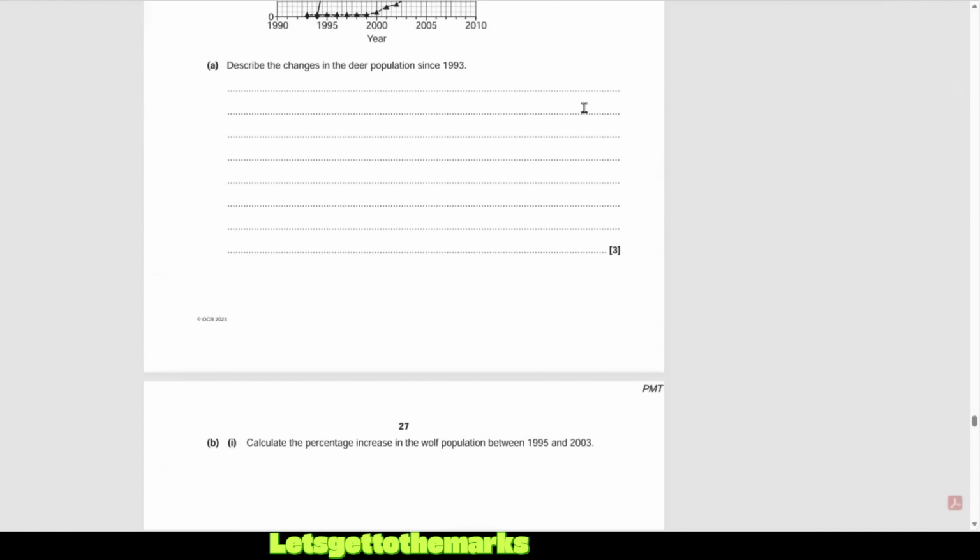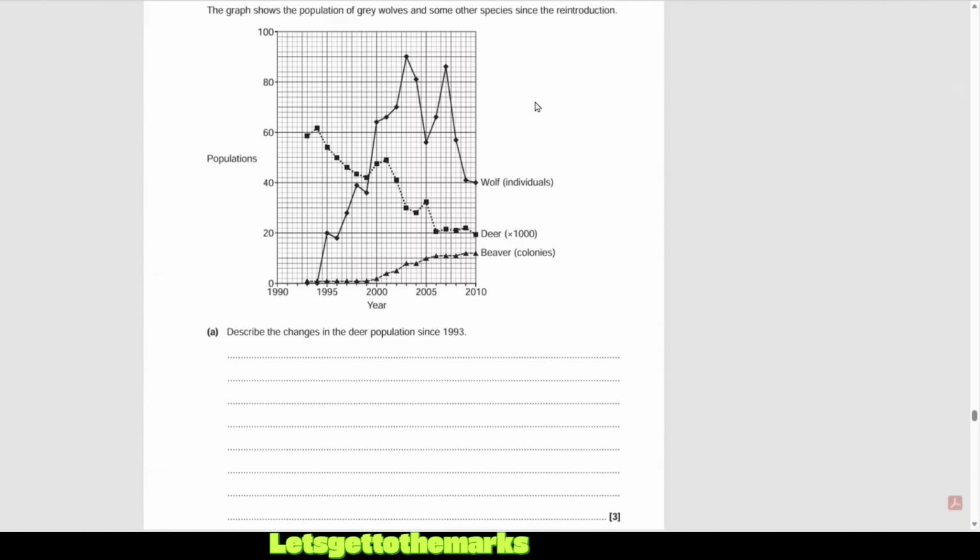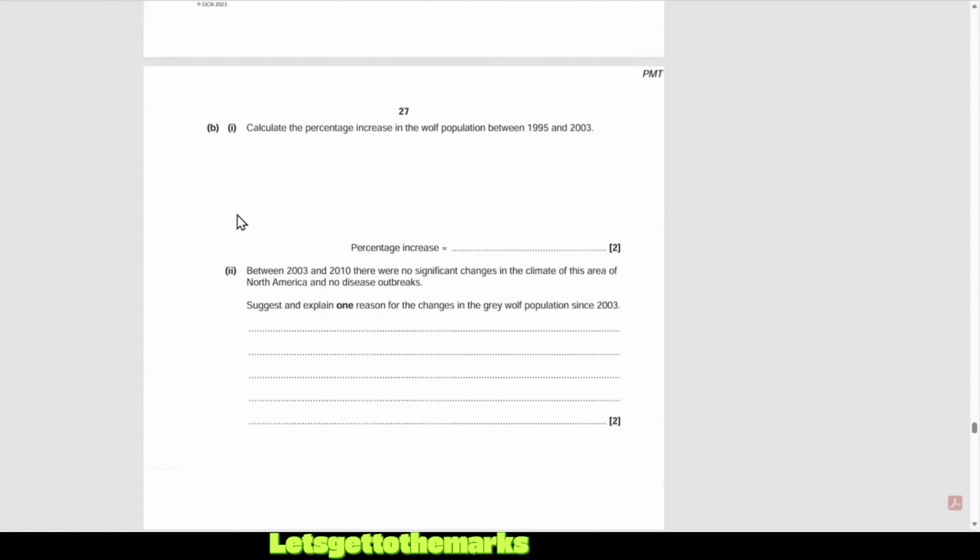So let's check it out. What happened after 2003? We've got a decrease, right? There's a general decrease. Look, this is my wolf population. And after 2003, yes, it goes down and up, but there's an overall general decrease. So we've got a general decrease. What could be the reason? If they're saying it's not the temperature and it's not disease, what could be another reason?